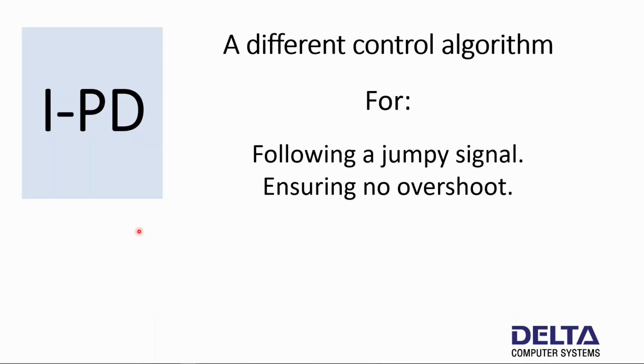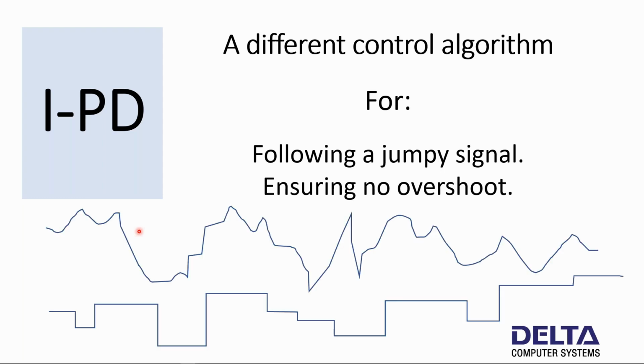So next topic, I minus PD. Typically, we're always using a PID controller, and here we kind of turn it on its head a little bit and use this I minus PD that we don't use so often. This is a different control algorithm that can be used for following a jumpy signal, and I say ensuring no overshoot. I should say help ensure no overshoot, because there's no guarantee. You can still get overshoot on it as well, but in some aspects it's a little bit easier.